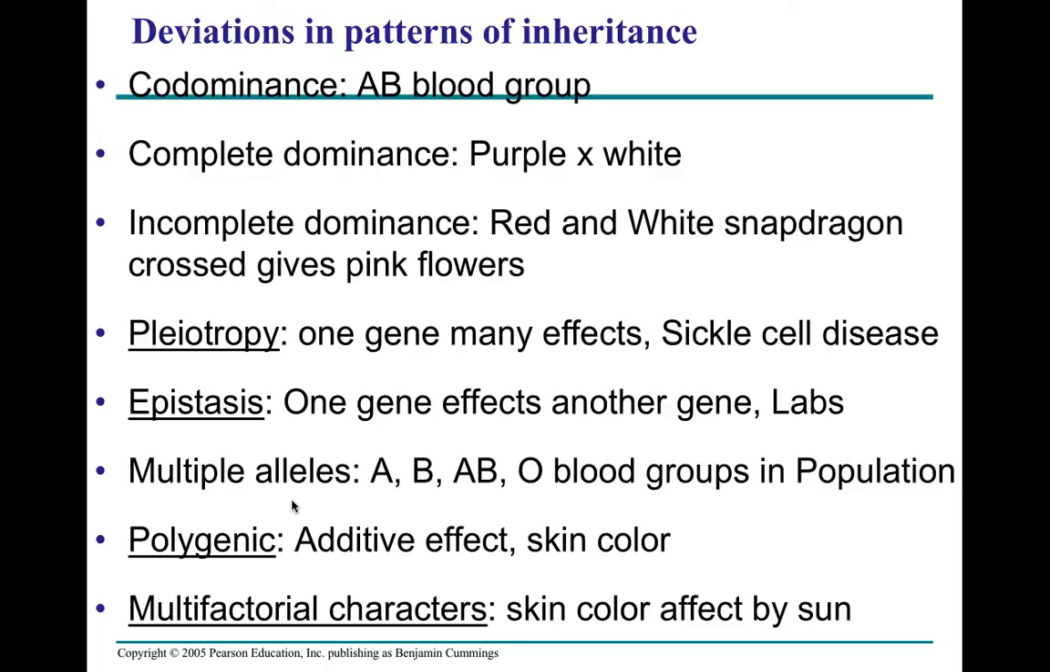Skin color is not due to two alleles, but it is due to six alleles, three given by one parent and three given by another parent. Then it is called polygenic inheritance. Coming to multifactorial characters.